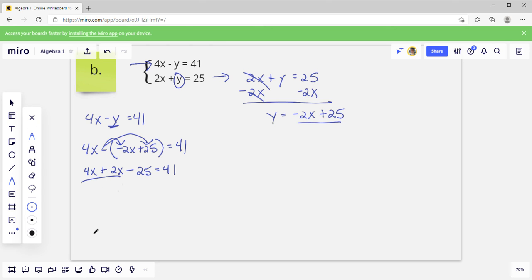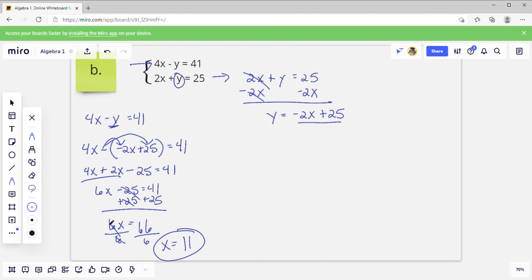Now I can put my x's together. That would be 6x minus 25 equals 41. Add 25. 6x equals 5 and 1 is 6. 66. Divide by 6. X equals 11.